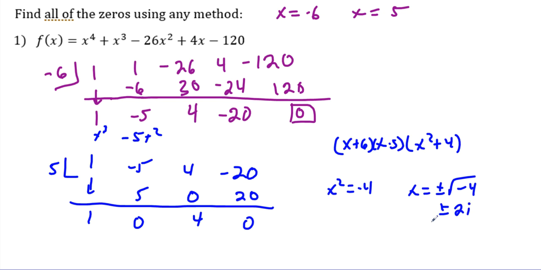All right. So we have our roots. We have -6, 5, and plus or minus 2i. Those are our 4 roots.